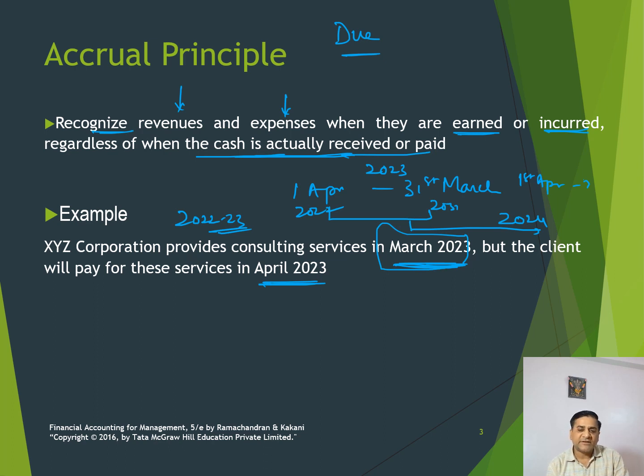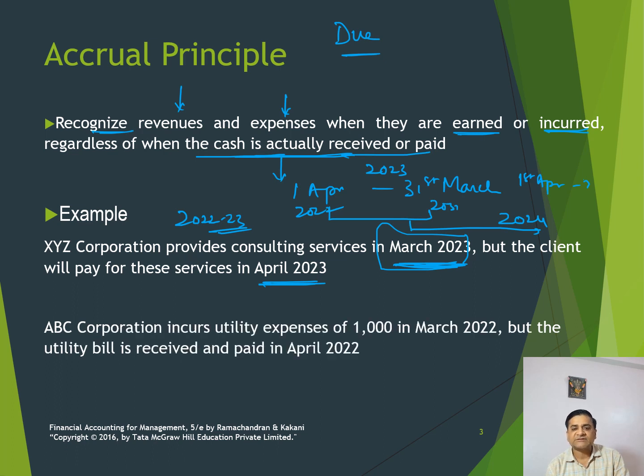The moment you provide the consultancy service, you have a right to claim that money from the client. The amount paid has been in the next month, but it would not make any difference for us. So the accrual principle says, in this case, we would deem this to be our income in the month of March itself, not in the month of April when the payment is made.